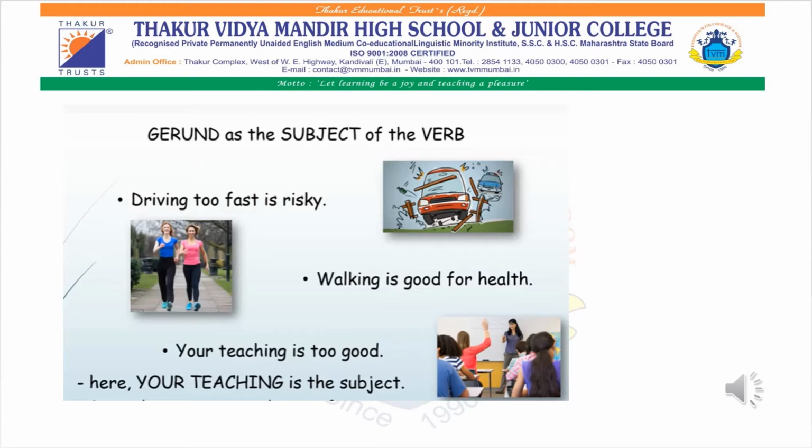Driving too fast is risky. Now the word driving is a verb over here. It's ending with ing and it is doing the work of a noun. It is telling us something is risky. So what is risky? Driving is risky. And therefore we see that driving, that is a verb but acts like a noun, is in the place of a subject. So a gerund can be in the place of a subject as well.